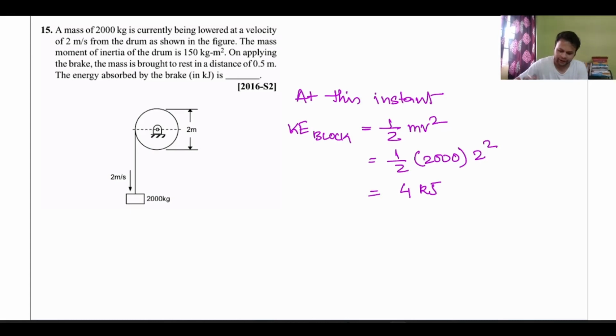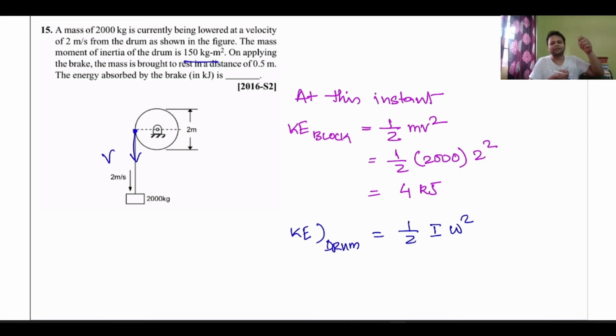Okay, let us try to find out what is the kinetic energy of the drum. The kinetic energy of the drum is half I omega square. The value of I is given. Omega I can write as V by R, where V is the velocity at this point.